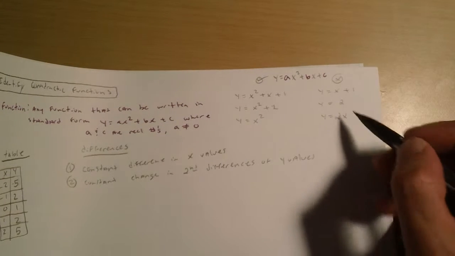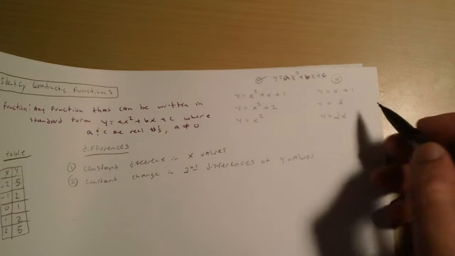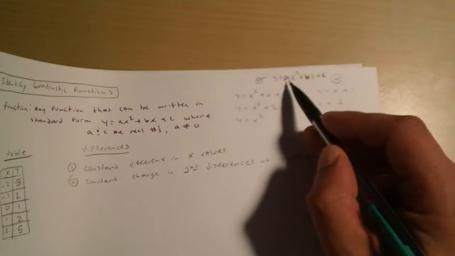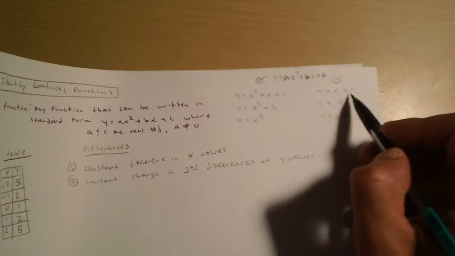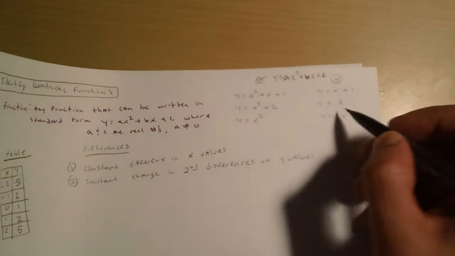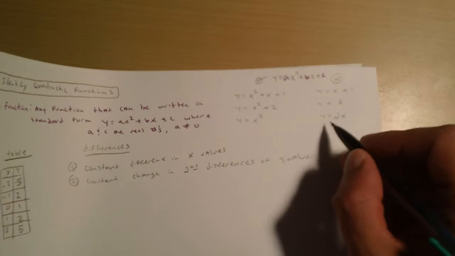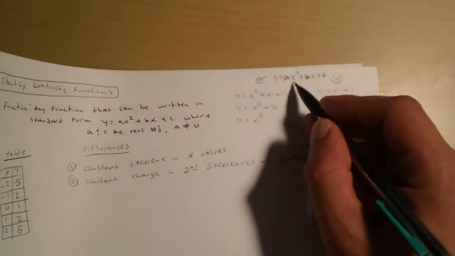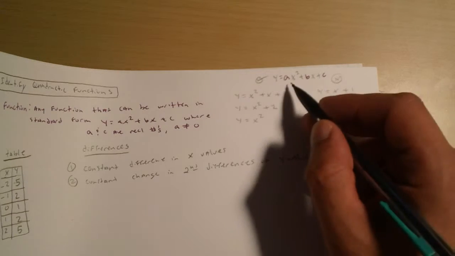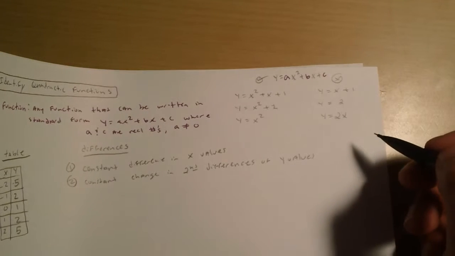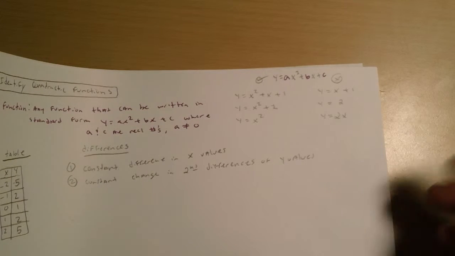Okay, now some examples that aren't quadratic functions are y equals x plus 1. Since we're missing the x squared, this is considered a linear function, so it's not a quadratic. Y equals 2, no. Y equals 2x, no. It's missing our x squared, which in this case will be 0, 0, and 0. So it doesn't satisfy being a quadratic function.